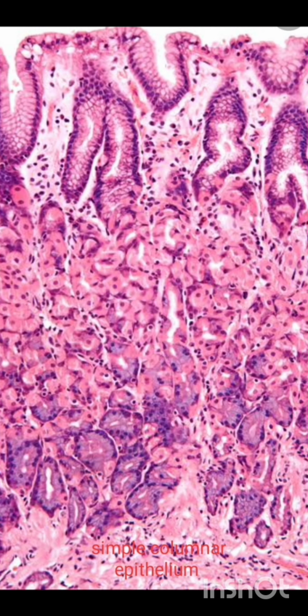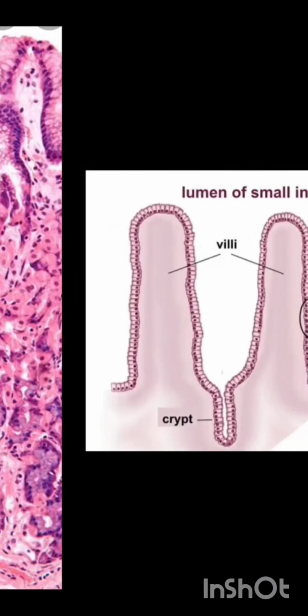This is simple columnar epithelium. The third kind of simple epithelium, that is columnar epithelium. It is composed of a single layer of slender, elongated and pillar-like cells. Their nuclei are located at the base. It is found lining the stomach, gallbladder, bile duct, small intestine, colon, oviduct and also forms the mucous membrane. They are mainly involved in secretion and absorption.